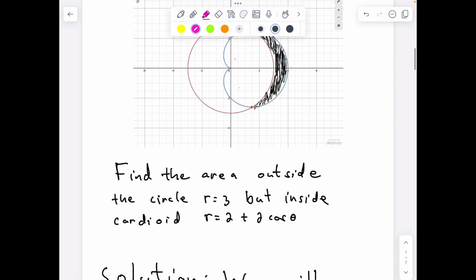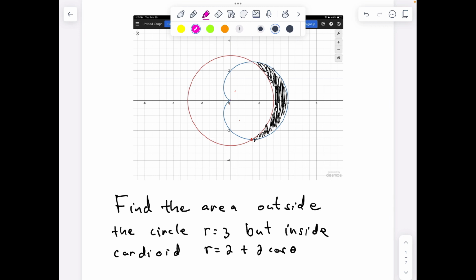So let me go back to our original picture up here. When you're asked to find the area between two curves, you always want to consider between what and what, between which two angles the question is valid. So in this case, it's from where these two curves intersect. I'm going to take an integral that goes from the first point of intersection to the second, okay?